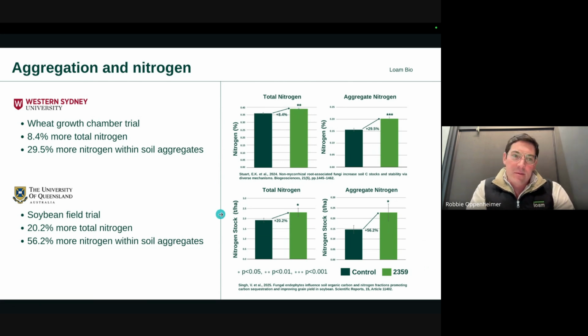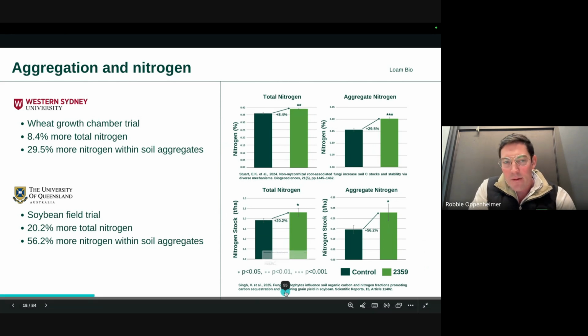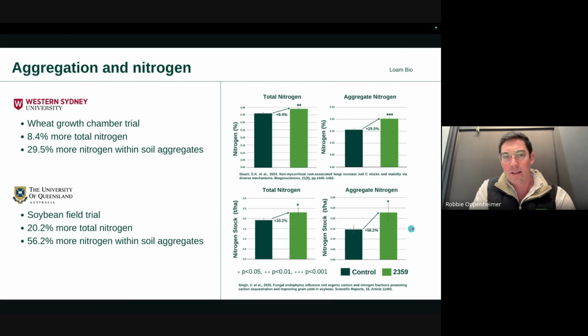A similar effect was observed from the University of Queensland. This paper has come out earlier this year in a soybean field trial, the same isolate. They saw 20% higher total nitrogen at harvest, with more nitrogen in soil aggregates and also more nitrogen on mineral surfaces as well in this trial.